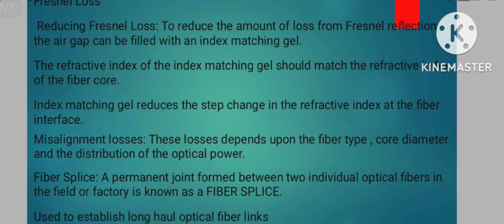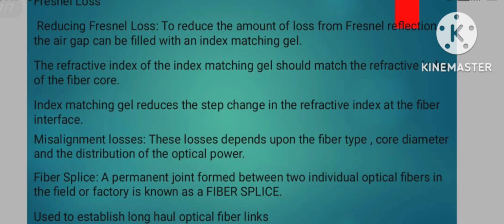The refractive index of this matching gel should match the refractive index of the fiber core, so we also have to consider the refractive index of the index matching gel. The index matching gel reduces the step change in the refractive index at the fiber interface, so we can reduce the losses. Next is misalignment losses, another important loss which quite often happens.